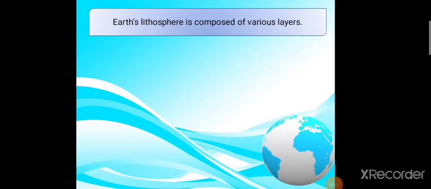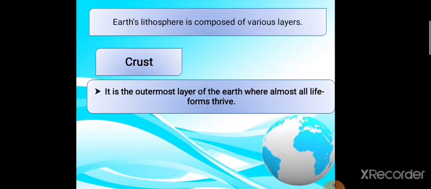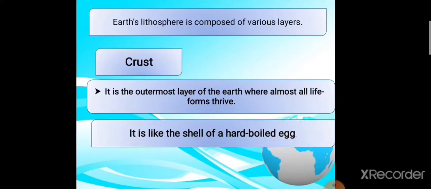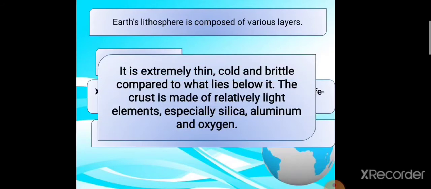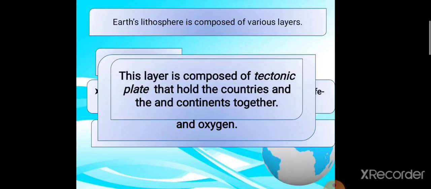Earth's lithosphere is composed of various layers. The first layer is the crust. So the crust is the outermost layer of the earth where almost all life forms thrive. The crust is like the shell of a hard-boiled egg, and it is extremely thin, cold, and brittle compared to what lies below it. The crust is made up of relatively light elements, especially silica, aluminum, and oxygen. And this layer is composed of tectonic plates that hold the countries and the other continents together.